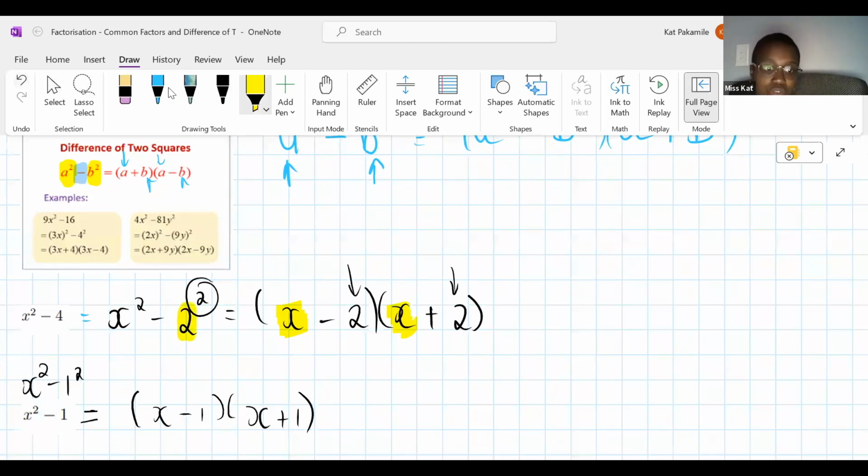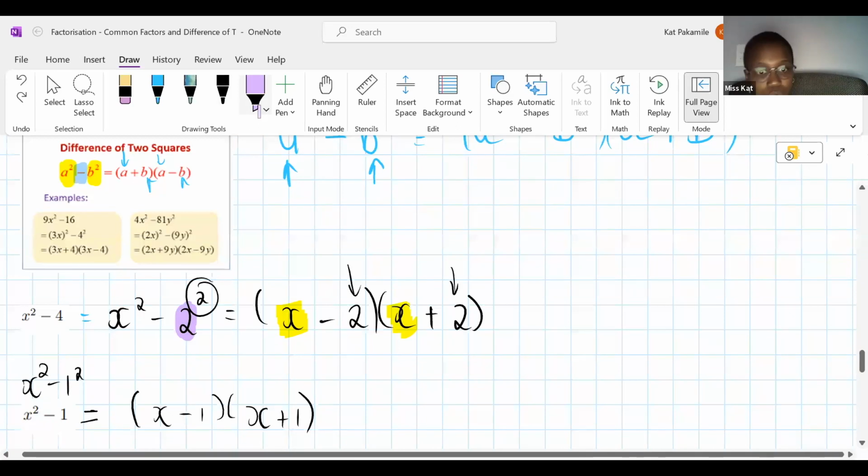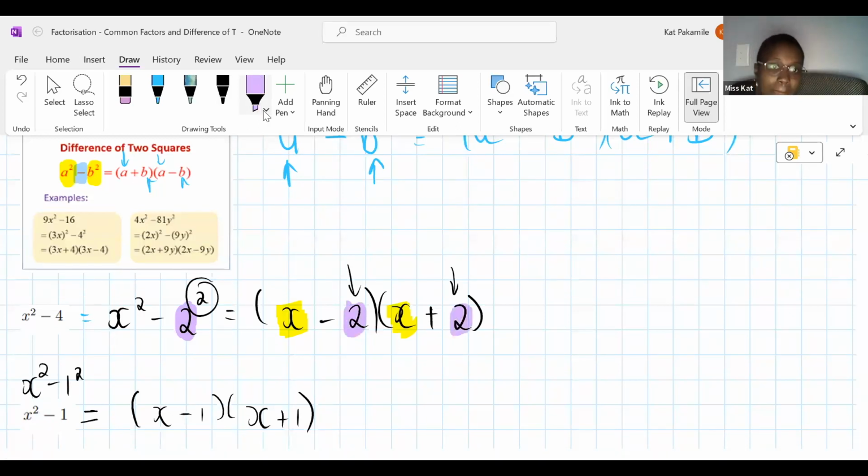Let me use a different color. Okay, if you just want to root it, guys, that's fine. But I write it like this so that you see that 2 goes in the brackets because that's the base. Okay, the same way this x is what went in the bracket. Okay, guys.